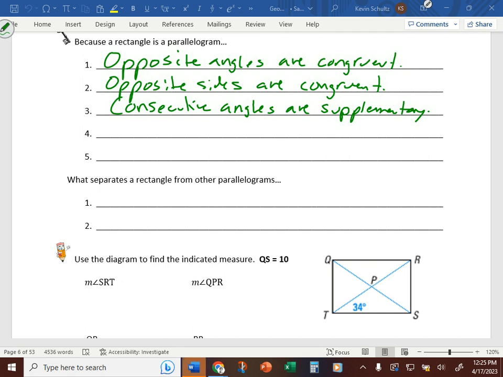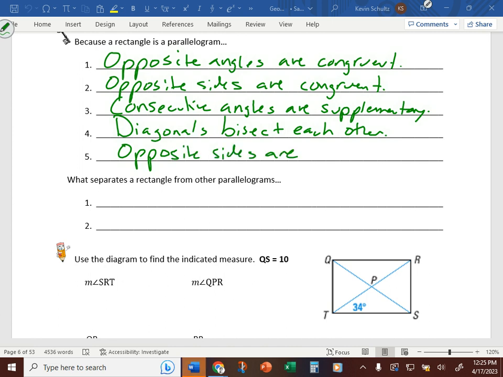Another one, Kylie. Diagonals bisect each other. And last but not least, Dan. Opposite sides are congruent. We already have that one, but you're not wrong. That was a good guess. Opposite sides are parallel. I had congruent on my sheet. Well, that's one of the ones too. So both are the same.